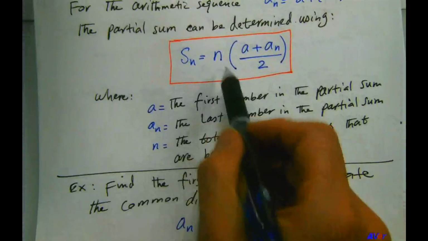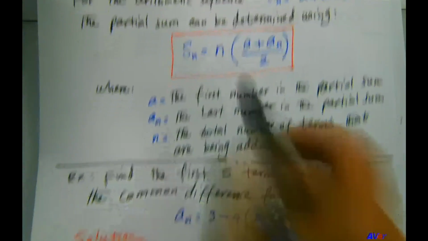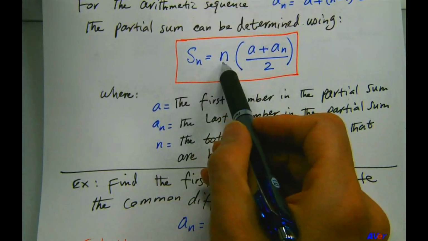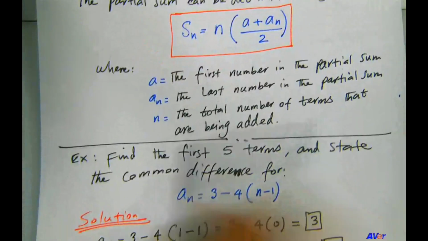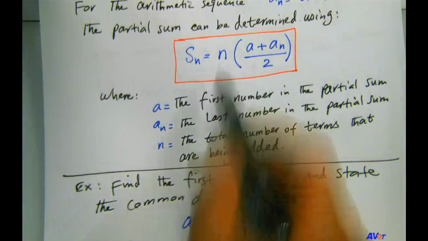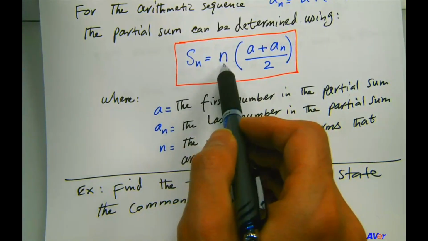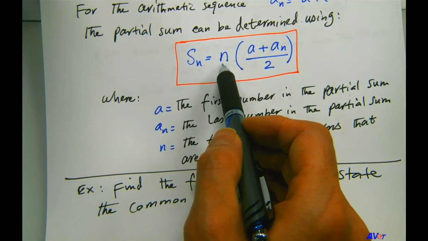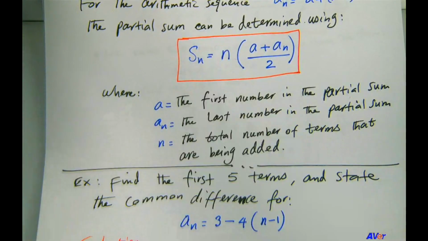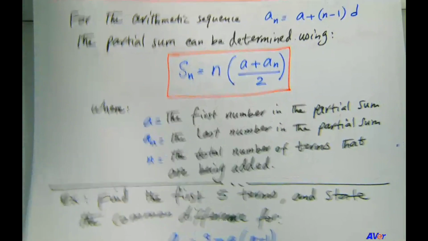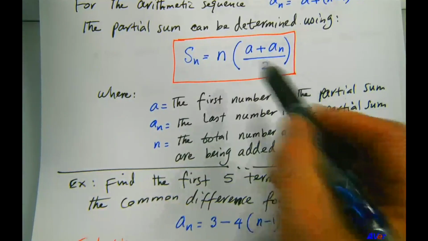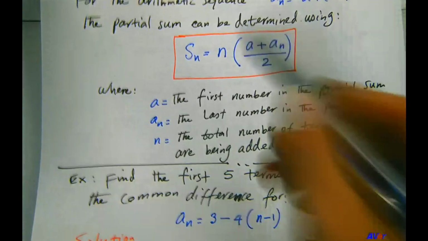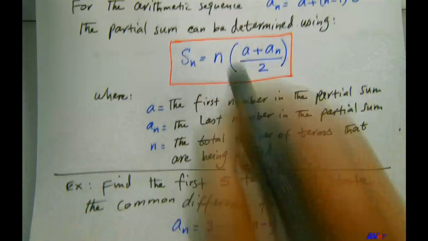But in this formula, n does not represent that. It's not the location of any number in the sequence. It simply is the total number of terms that are being added. So if you're adding 5 digits in the sequence, it's 5. If you're adding 27 digits in the sequence, it's 27, and so on. Okay? So whenever you're using these formulas, please pay particular and careful attention to what meaning they have in that formula.